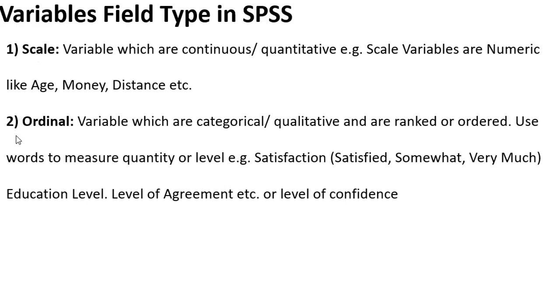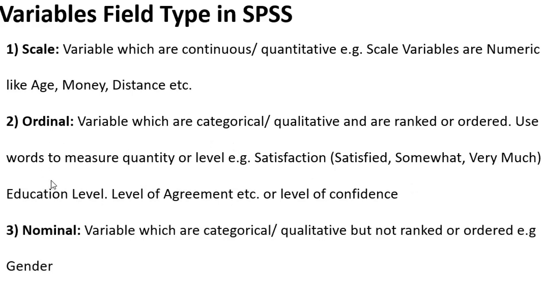Then the next type is ordinal. Variables which are categorical, qualitative, and are ranked or ordered. Those variables which are categorical but are ranked or ordered. They use words to measure quantity or level. For example, satisfaction level. Are you satisfied? They may say satisfied or somewhat satisfied or very much satisfied. So there are levels, the satisfaction levels. So such types of variables are ordinal. Or we can say education level, level of agreement, etc., or level of competence, etc. These types of variables are ordinal.